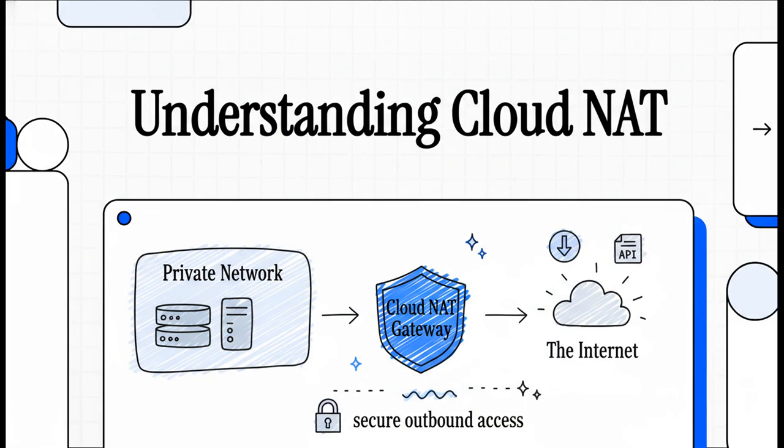All right, let's talk about something super important in cloud networking, Google Cloud NAT. Have you ever stopped to think about how your private, locked-down resources can actually reach out to the internet for things like updates or APIs without opening the floodgates to attackers? Well, if you have, you are absolutely in the right place.